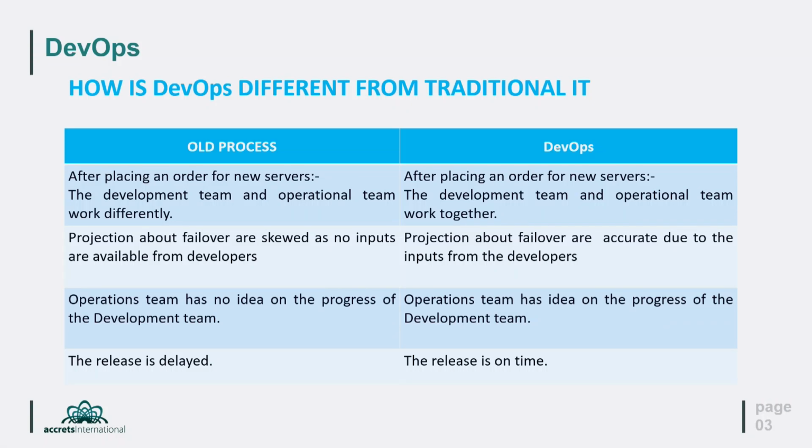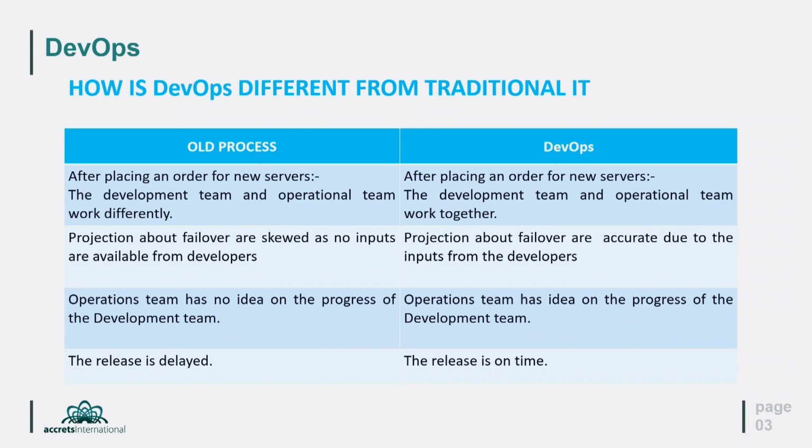Now in DevOps, both the teams are working together. They work together on the paperwork to set up new servers. This results in better visibility of the infrastructure's requirements. In the old process, the projections about failover, redundancy, data center location, and storage requirements are all skewed because there is no input from the developer side, although they have the knowledge of the applications. Whereas in DevOps, projections about failover, redundancy, disaster recovery, data center location, and storage requirements are pretty accurate because inputs are given from the developer side.